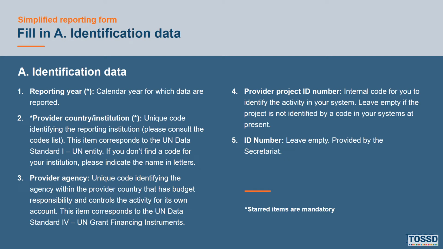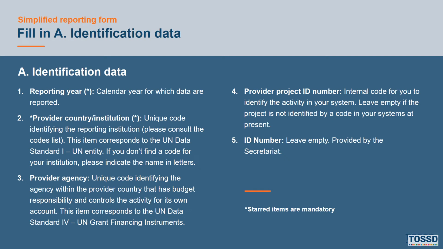In the reporting year, you should include the calendar year for which data are reported. In the provider institution, you should include the unique code identifying your institution. Please consult the codes list to find which is the code for your institution. For UN entities, this item corresponds to the UN Data Standard 1. If you don't find a code for your institution, please indicate the name in letters.